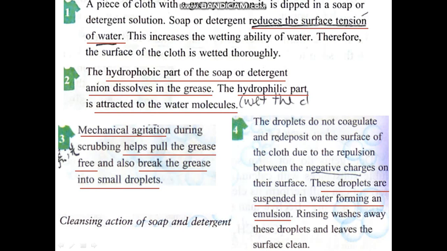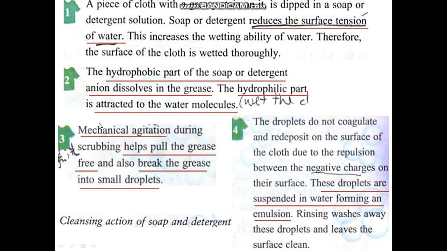As you see, there's quite a long paragraph. Never mind, I underline the important points. The first one: when the question asks you to describe the mechanism of the cleansing action of soap and detergent, for the first sentence, look at the question, whether it mentions soap or detergent. If it mentions detergent, just write, detergent reduces the surface tension of water. You score 1 mark for this sentence.